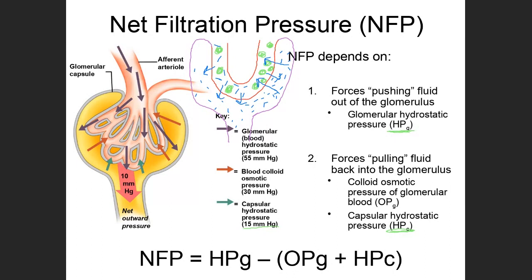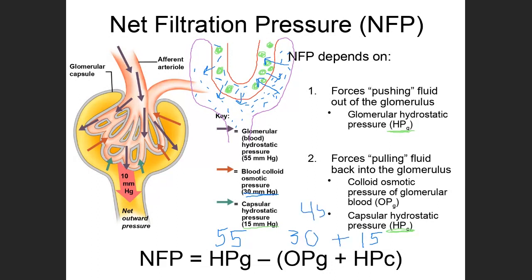So if we were to calculate the net filtration pressure, again, this is the overall pressure that's pushing stuff out of the glomerulus and into the glomerular capsule, we have to account for both the force that's pushing stuff out, but also these two forces that are tending to pull stuff back in. We've talked about the force that's pushing stuff out and the fact that it is equal to 55 millimeters of mercury. We've also talked about the capsular hydrostatic pressure being equal to 15, and our colloid osmotic pressure, the one that we just finished talking about, equal to 30. So these two together are equal to 45.